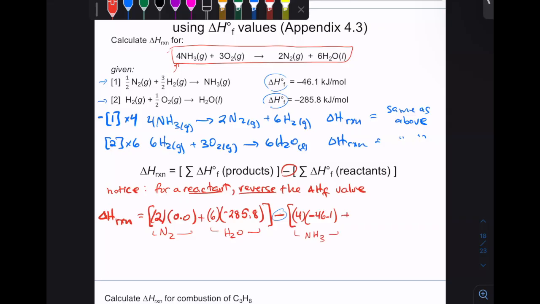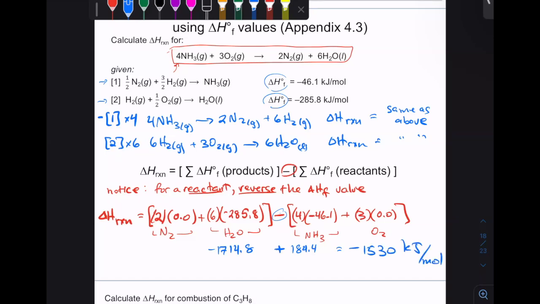And then we need a term for the O2. We have 3 moles of O2. And what's the delta H of formation of the O2? 0.0, right? So now, math-wise, it's pretty easy. It's going to be 6 times negative 285.8. So that gives us negative 1714.8. Negative times a negative is a positive, plus 4 times 46.1, which is 184.4. And that gives us, surprise, surprise, 1530 kilojoules per mole.